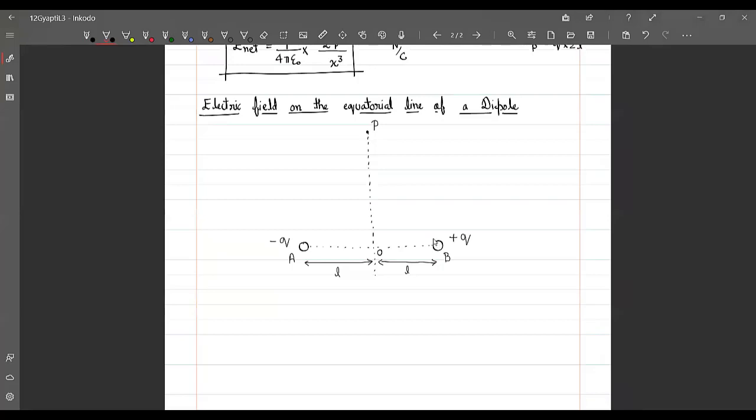Now, plus Q will give an electric field at point P along the line PB but away from the charge, while the electric field due to minus Q, the negative charge, will be towards it. Let us call this electric field E1 and this electric field E2.